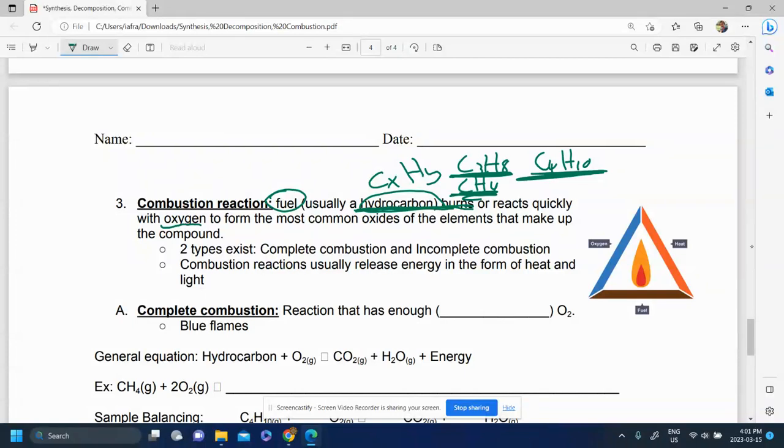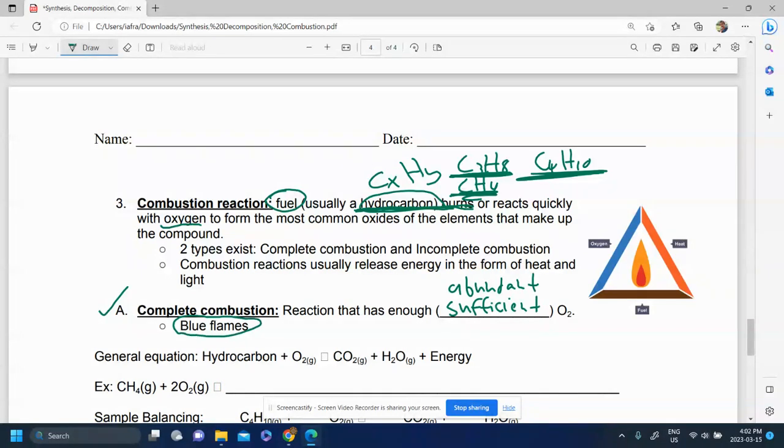So you can have complete combustions where you take a fuel and you make it react with sufficient or abundant oxygen. And when you do that, you get a complete burn, which is why we call it a complete combustion. And the way you know you have a complete burn is typically the flame for a complete combustion is going to be a blue flame.